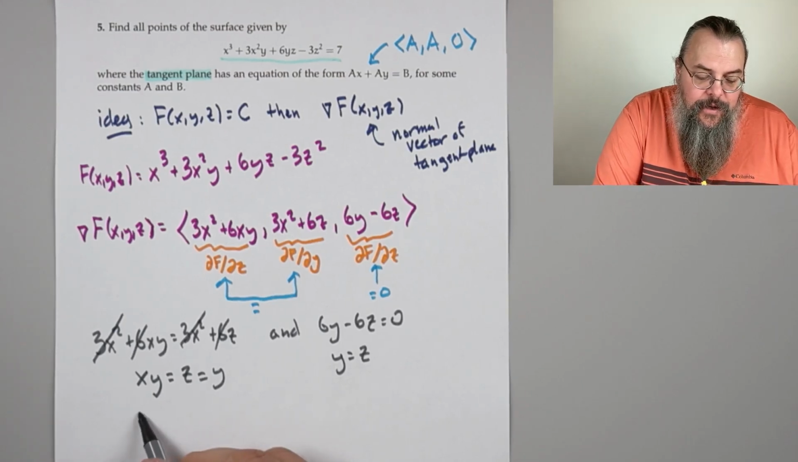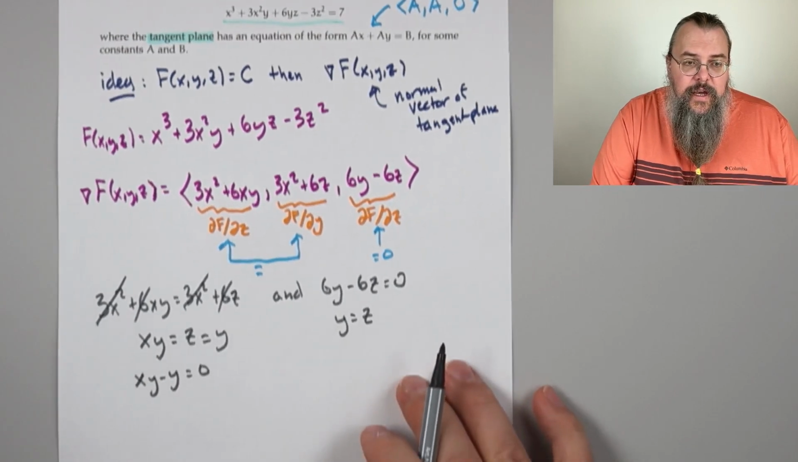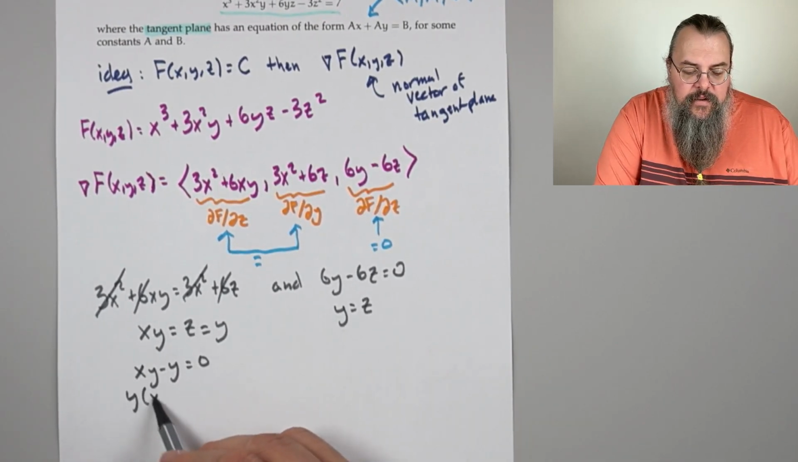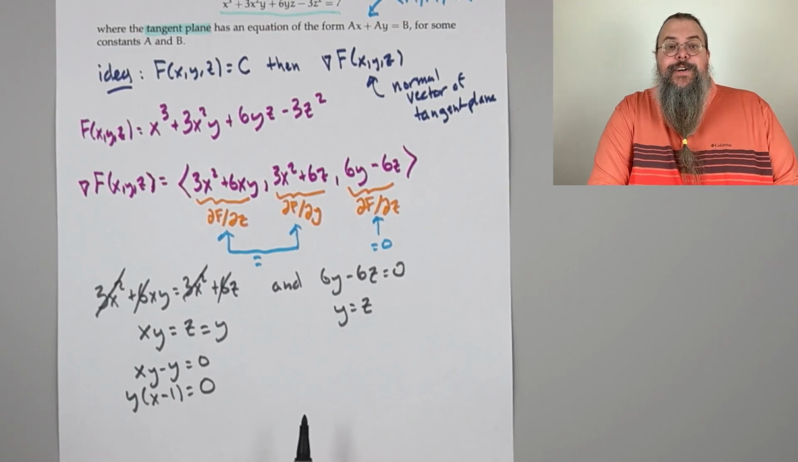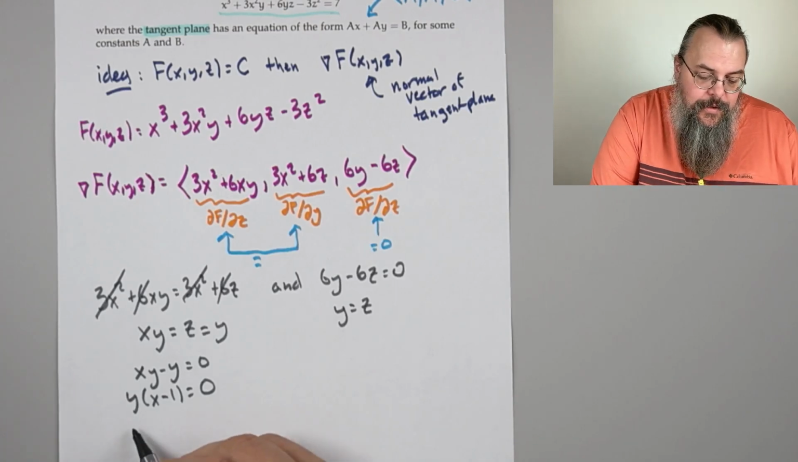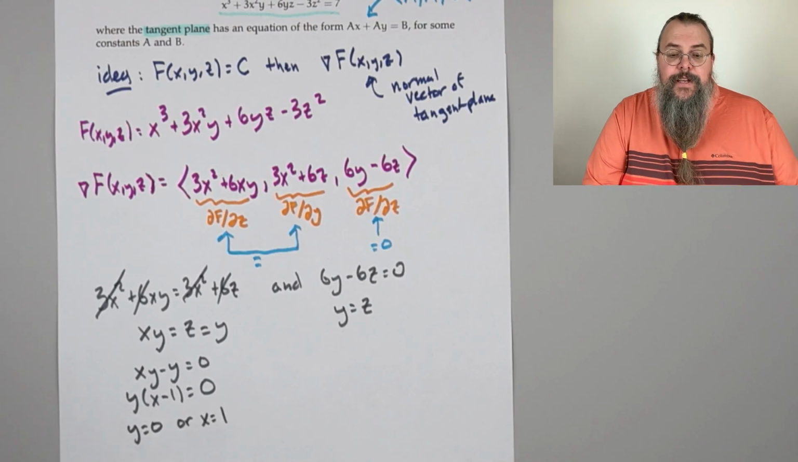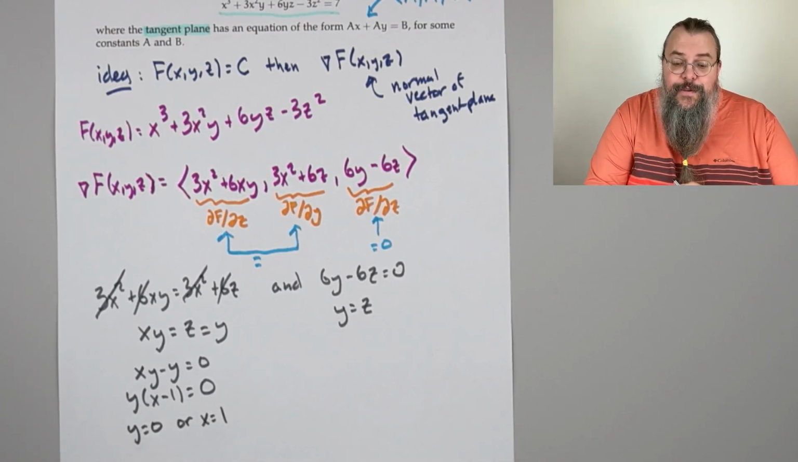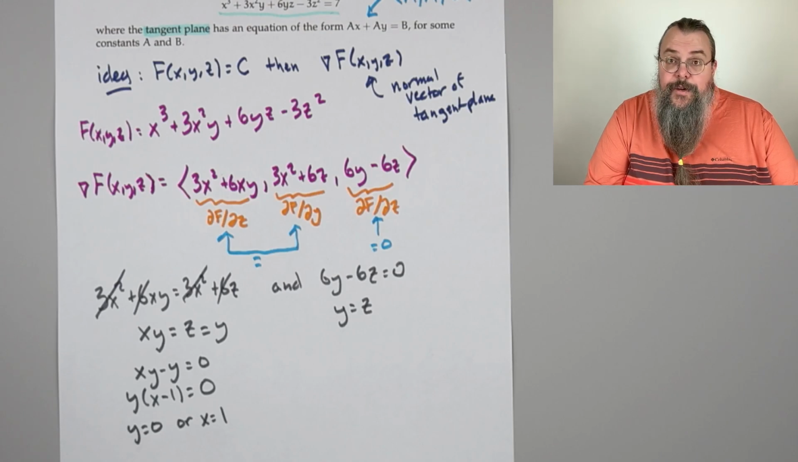Okay, so what do you do instead? Subtract the y across, and so we get y times (x minus 1) equals 0. Okay, so this leads us to two possibilities. Either y is equal to 0 or x is equal to 1. Now we've got to start exploring these possibilities. So let's see what has to be true. Well, let's start with y is equal to 0.